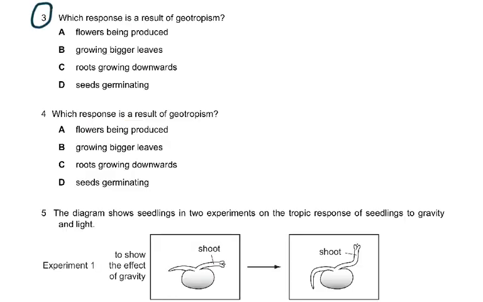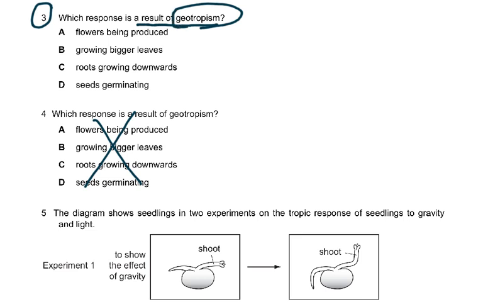Then coming to question number 4. I'm sorry, 4 and 3 are the same, so I'm not going to talk about the third one. Which response is a result of geotropism? Flowers being produced, growing bigger leaves, roots growing downward, seeds germinating.